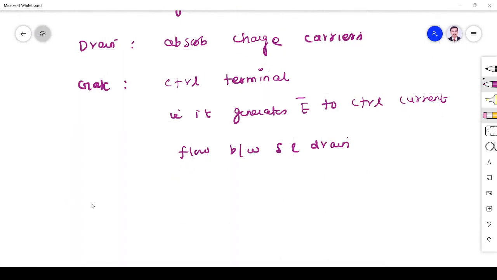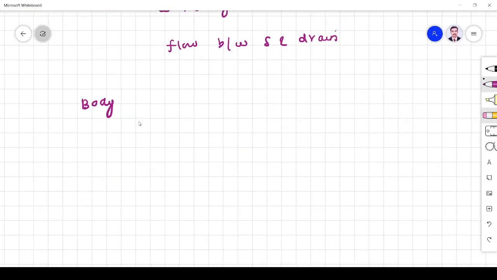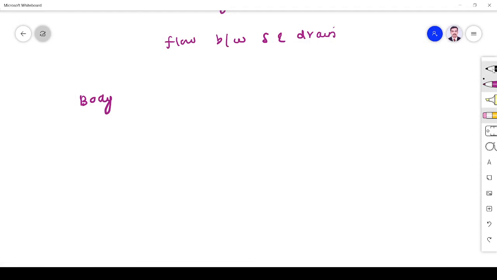Fourth one is substrate or body. Okay, so this thing we have to know. Next, what we have to know about in MOSFET is, it is called field effect transistor. Why is it called field effect? So you must know what field effect is. Here you see the current is controlled.